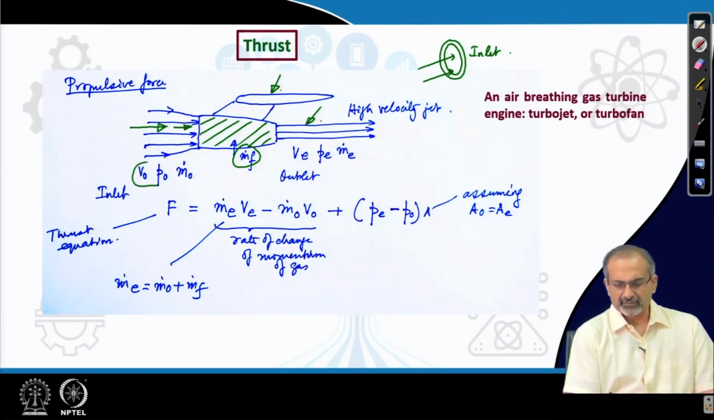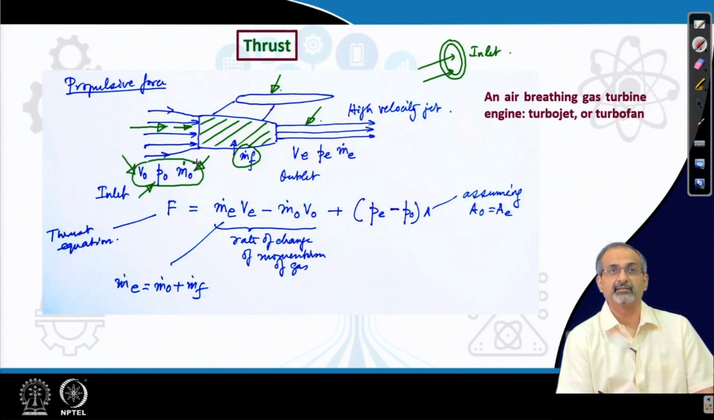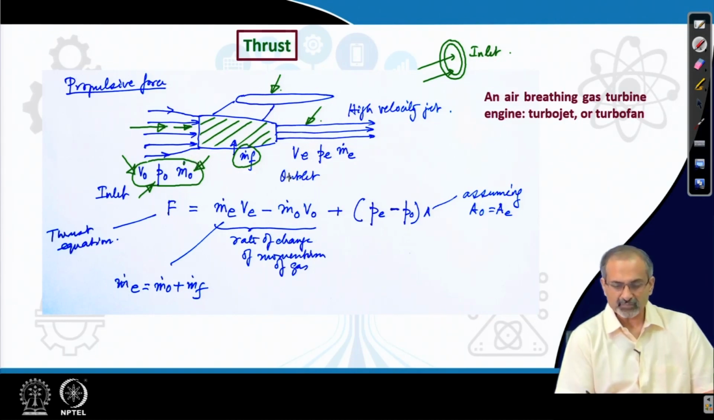The velocity of the flow which moves into the engine, if we consider it to be V naught, is coming in at a pressure of P naught, and there is a mass flow rate m naught with a dot on top, because that is a time rate. So, that is the inlet end of the picture.